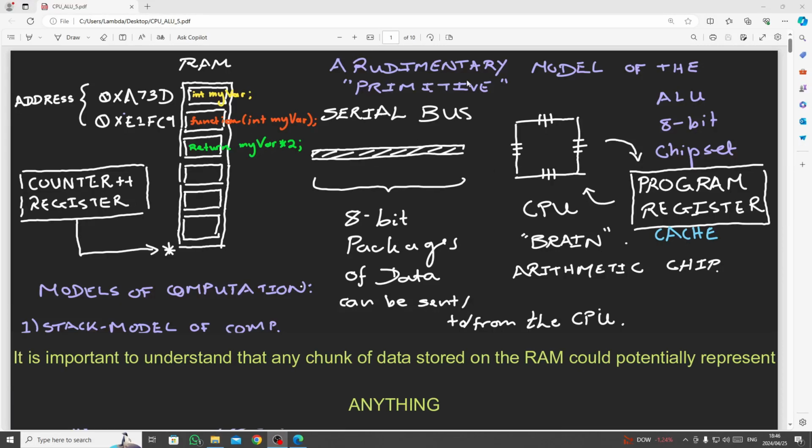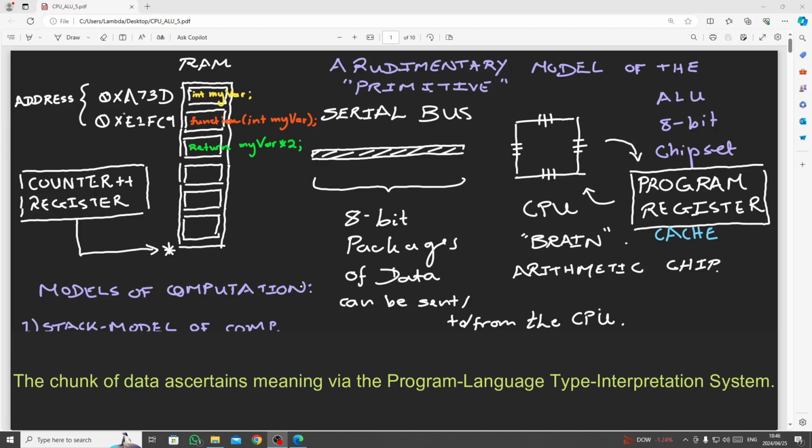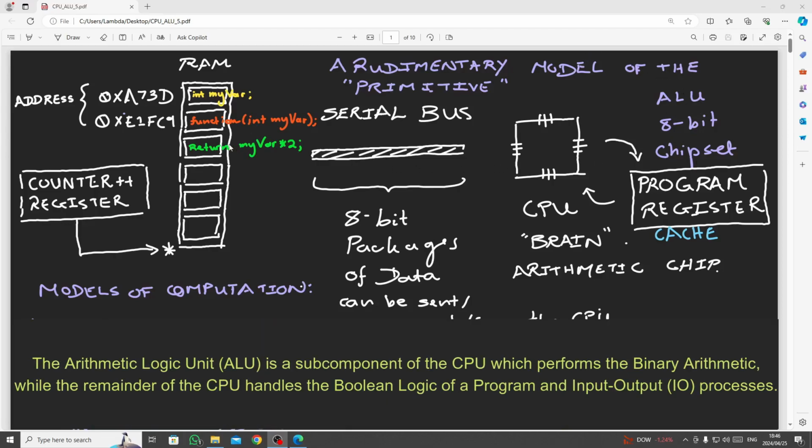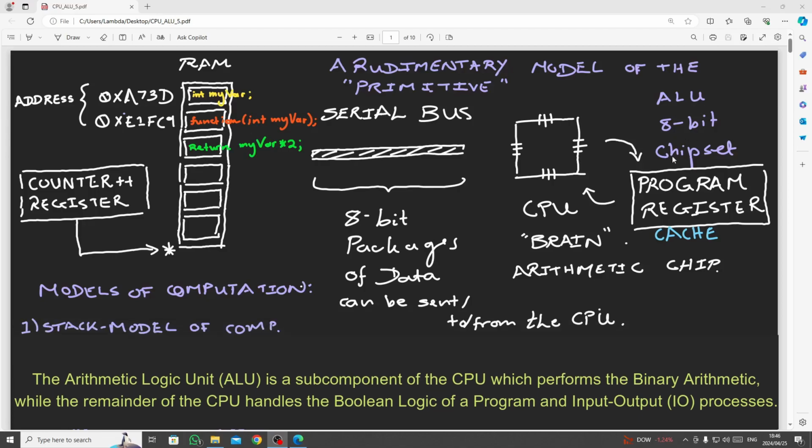It is important to understand that any chunk of data stored on the RAM could potentially represent anything. The chunk of data ascertains meaning via the program language type interpretation system. For example, the sequence of bits 10100110 could represent an integer or a decimal float or any other type of object variable, depending on how it is declared and initialized in the program's type syntax. More detail about this later. The arithmetic logic unit, ALU, is a subcomponent of the CPU which performs the binary arithmetic, while the remainder of the CPU handles the Boolean logic of a program and input-output I/O processes.